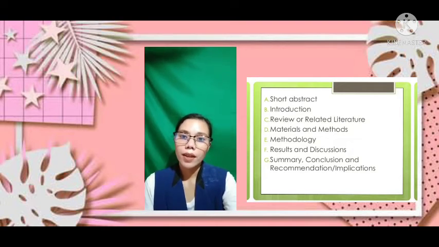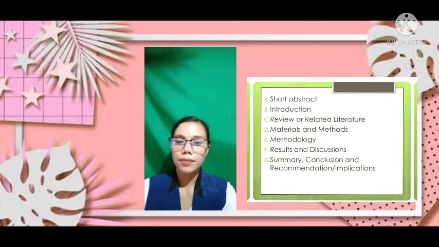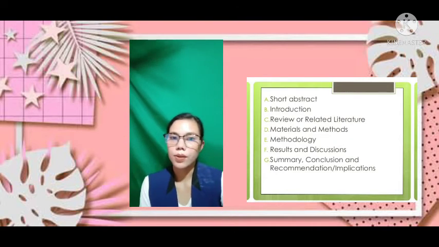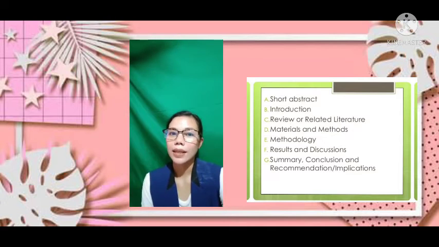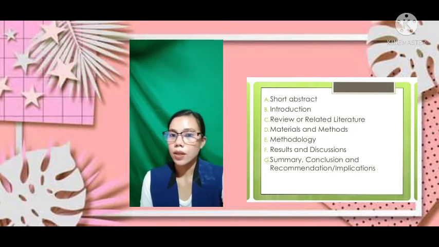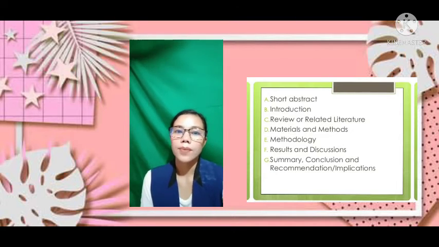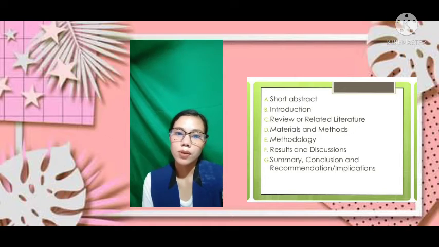Third, a review of related literature or RRL. The RRL will help you in searching for or selecting a research topic and understanding the existing body of knowledge specifically. Fourth, materials and methods. The materials and methods outline what was done and how it was done. There should be enough details so that someone else could repeat your study. And next one is the methodology. Methodology is a system of methods used in a particular area of study or activity.